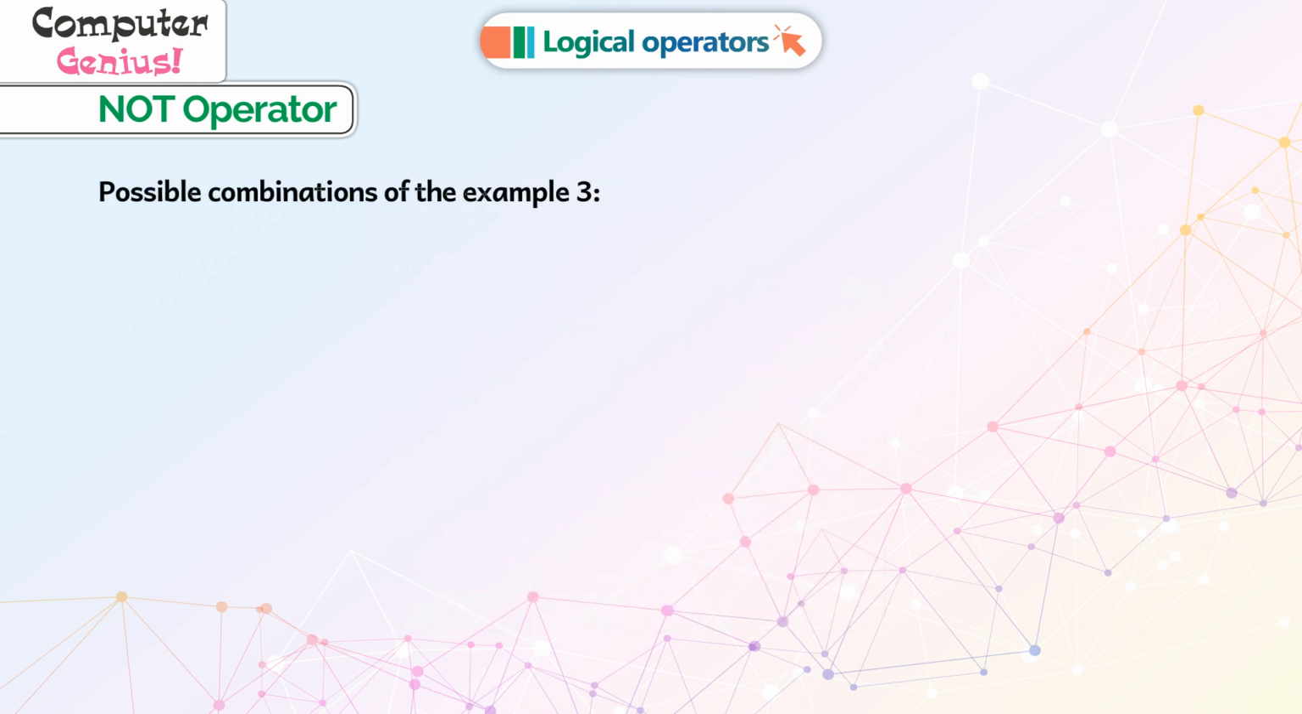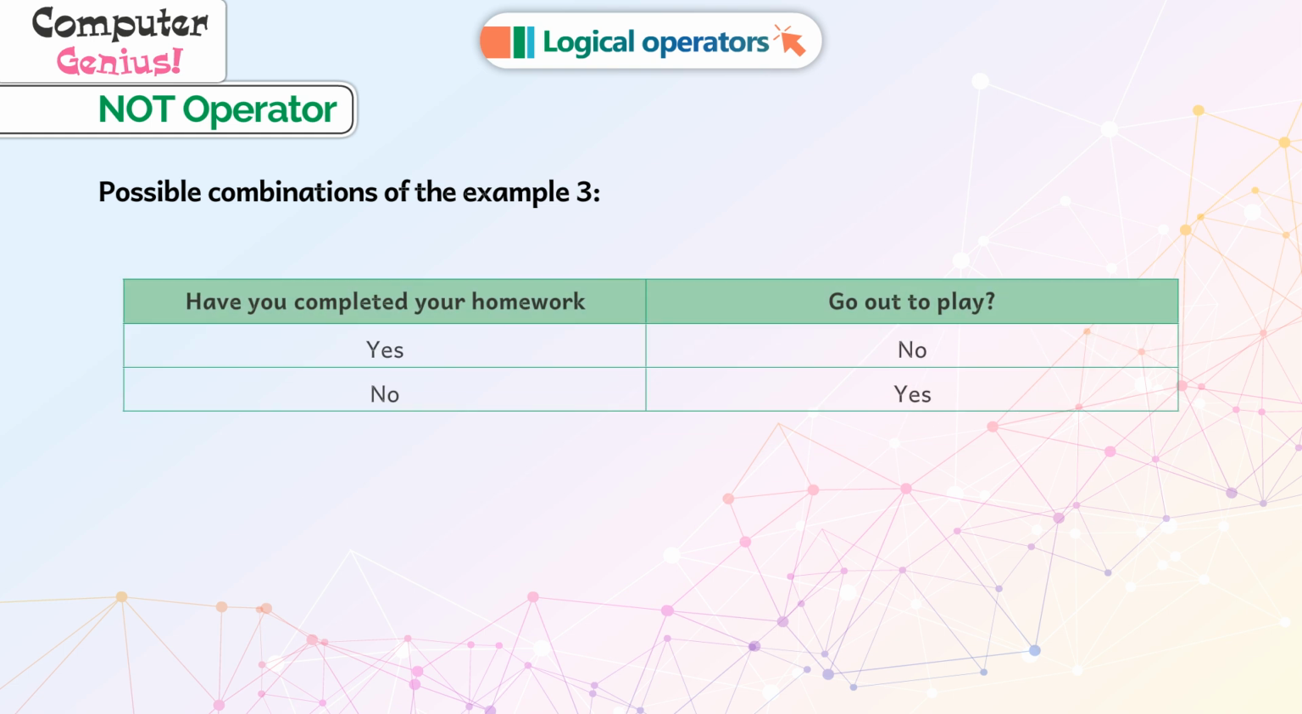Possible combinations of example 3. Have you completed your homework? Yes, no. Go out to play? No, yes.